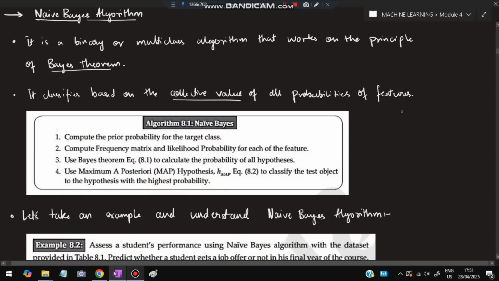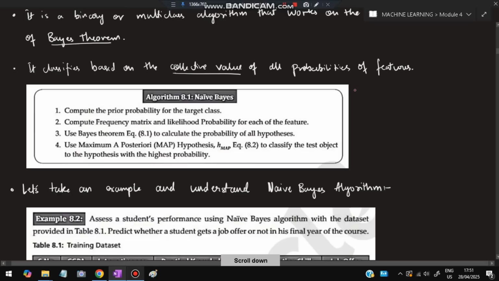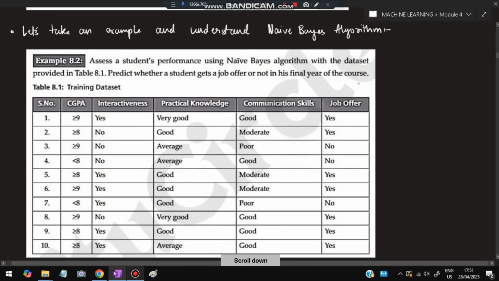Okay, there can be many other factors like slightly sick, moderately sick, more sick, extremely sick, like that. So there will be many different features. We have to consider all those features and find out the probability. So let's take an example and understand.